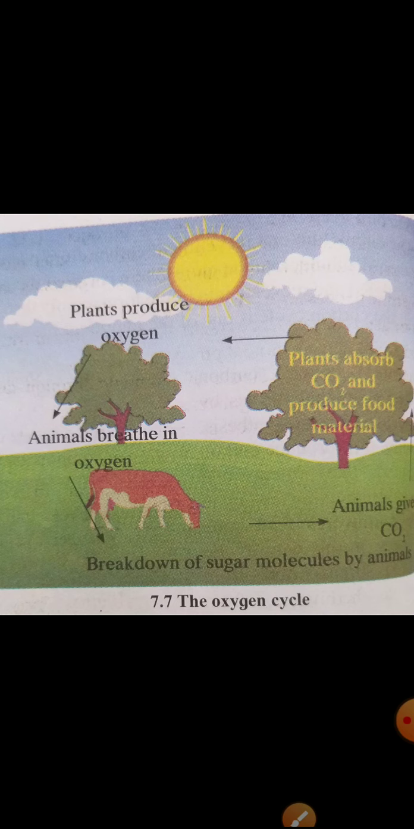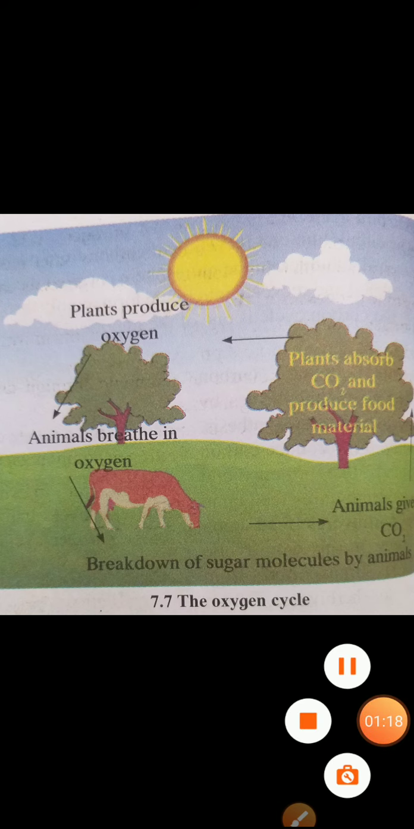Oxygen is released in the process of photosynthesis, whereas it is used up in processes like respiration, combustion, decomposition, corrosion, rusting, etc. You can learn more about the oxygen cycle through this video. Please watch it carefully to understand the oxygen cycle.